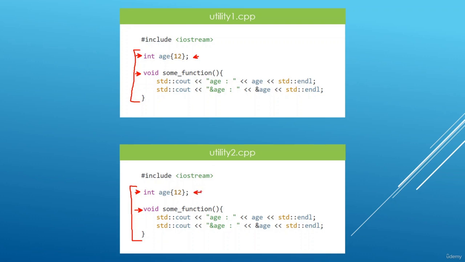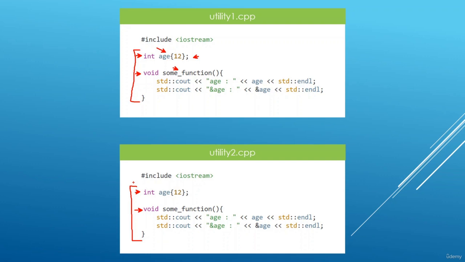I know some of you are asking, why on earth would I want to do something like this? But let's first look at how we can achieve this. Then I'm going to show you why you would need to do something like this. To be able to do this without a problem, you can mark these names as inline. For example, we can mark the age here as inline, and we can mark some function here as inline, and do the same thing for utility2 here.